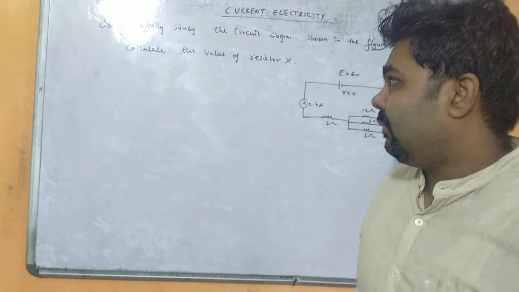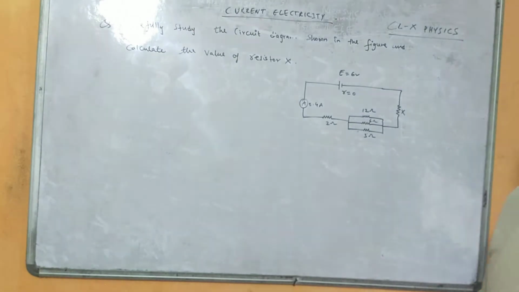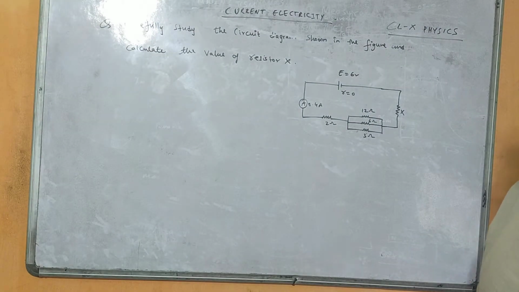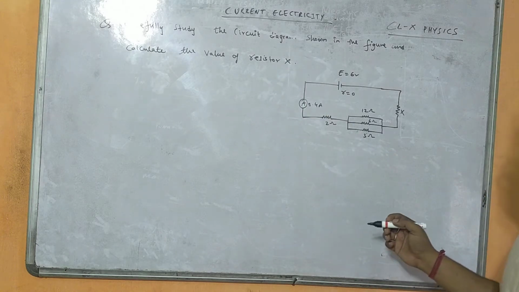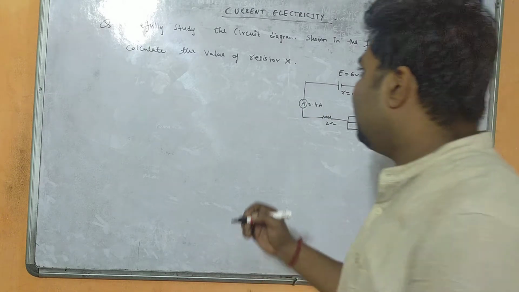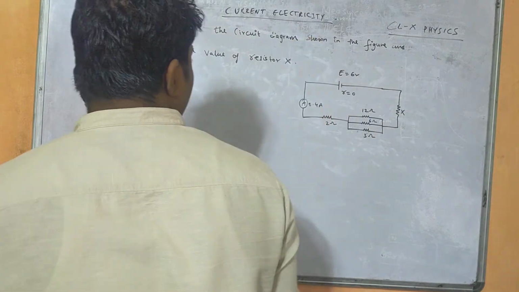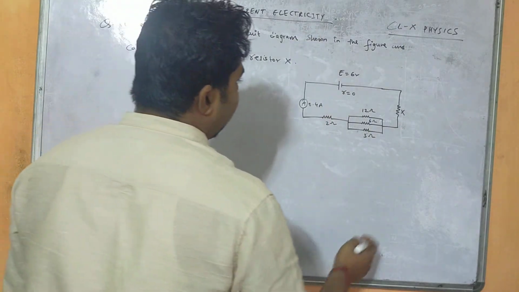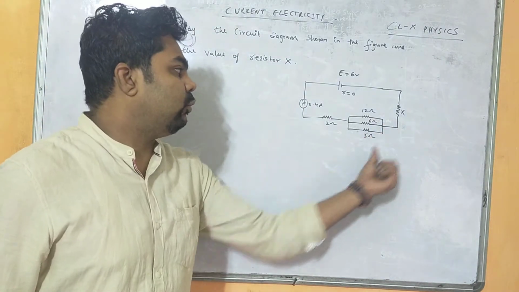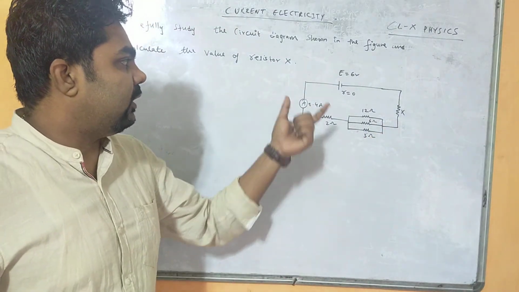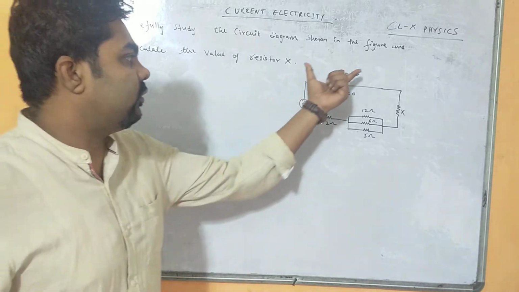I have taken one question from that exercise of current electricity: carefully study the circuit diagram shown in the figure and calculate the value of resistor X. We need to calculate the value of this unknown resistor X. First we will see what data is given in the question.